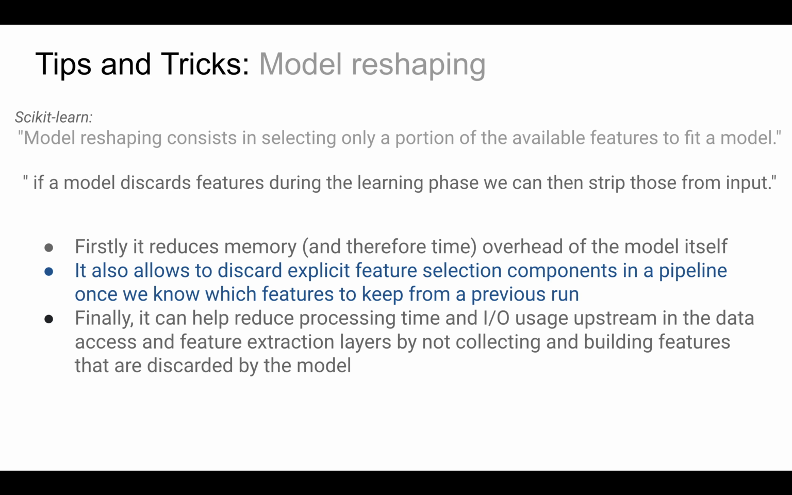Next is model reshaping. Model reshaping is selecting only a portion of features to fit a model. So if you have 100 features, instead of inputting all the features, if there are certain features that are very important, then only those could be included and the rest of them could be deleted, or the rest of the features need not be used as an input to the model. And that could help speed up model training and prediction, because you now have less data being used for processing.